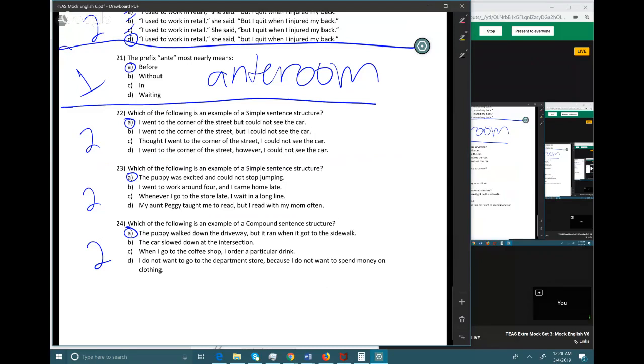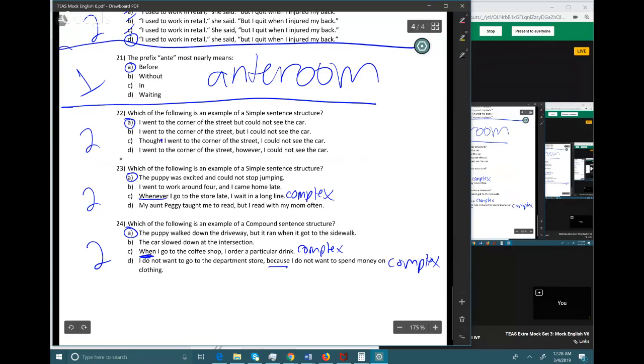I'm going to look for subordinate conjunctions. I see one right here. If you start a sentence with when, that is going to be subordinate, which makes this complex. Because, same thing. So C and D on that last one are complex because they have subordinates. C on number 23 is complex because it has whenever. That is the only one for that one.